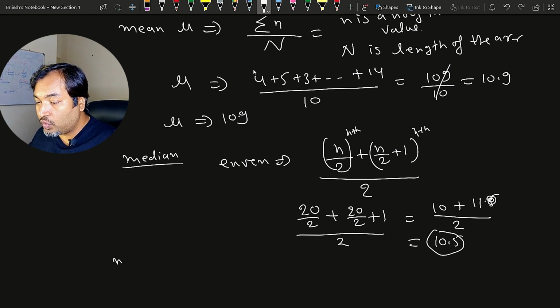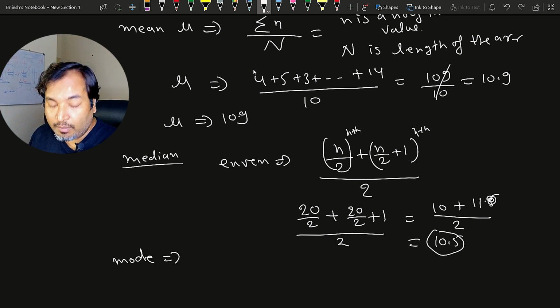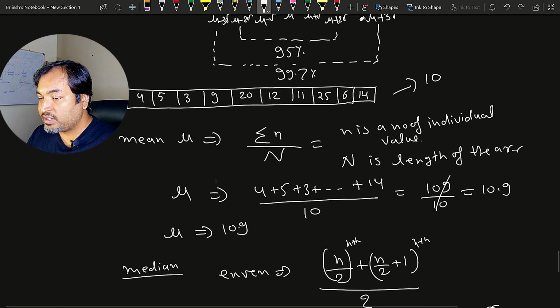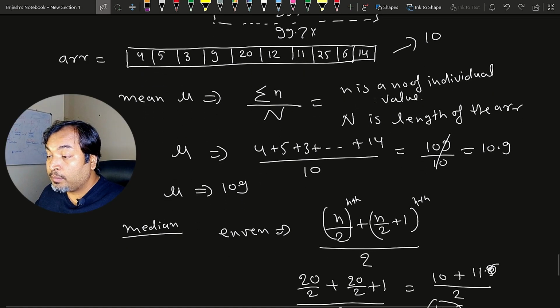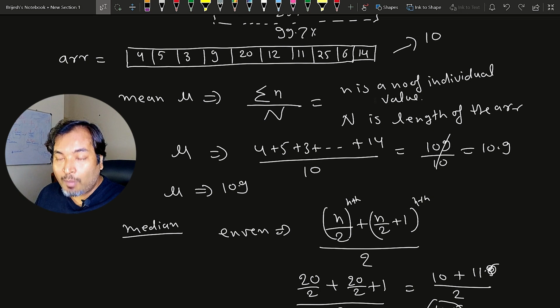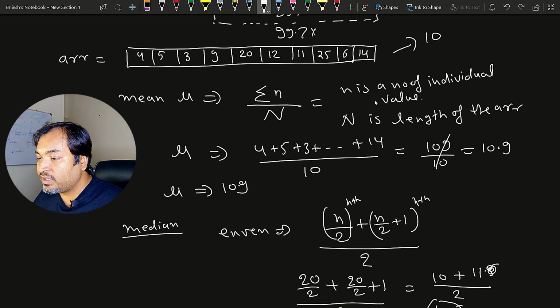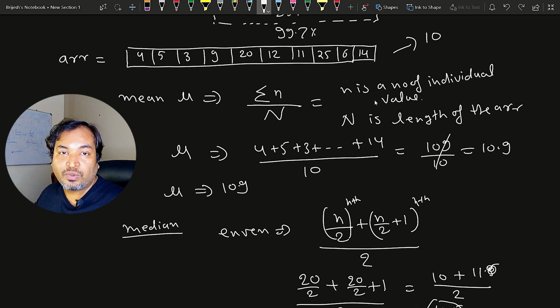And mode, if you want to calculate the mode, mode is basically the most common value from the population data sets. So let's say this is a data set with 10 elements. The most common value which occurs. If you observe here, there is nothing common, right? So all digits are unique. So we can say that there is no mode in this data set.